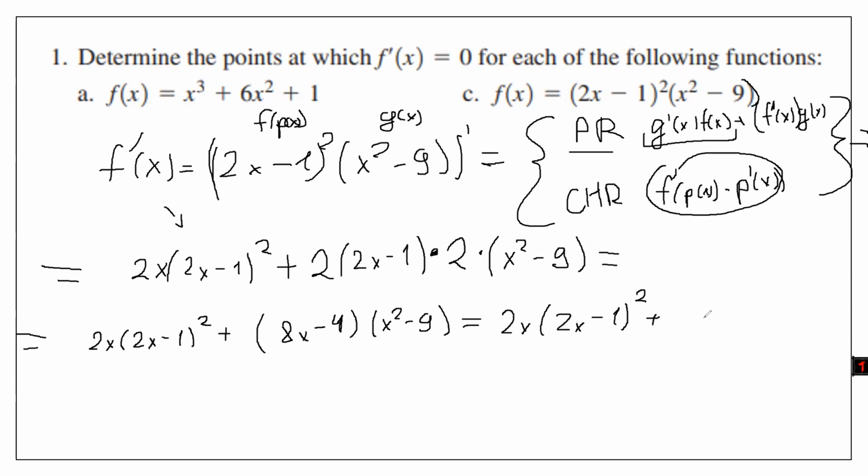Now we're opening the brackets. We're going to get 8x to the third power, subtract 72x, subtract 4x squared, plus 36.